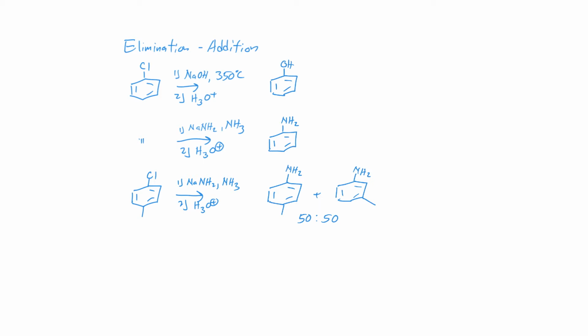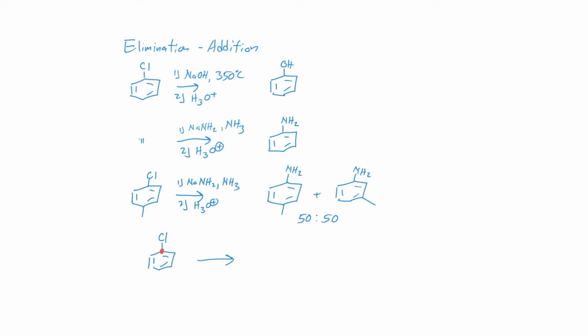Well, scientists conducted a labeling experiment where they labeled the ipso carbon, the carbon that's bearing the leaving group. I'll label my ipso carbon with a red dot. The scientists used a carbon-14 atom in that position, and so you can track where that carbon ends up. So let's take our labeled chlorobenzene.